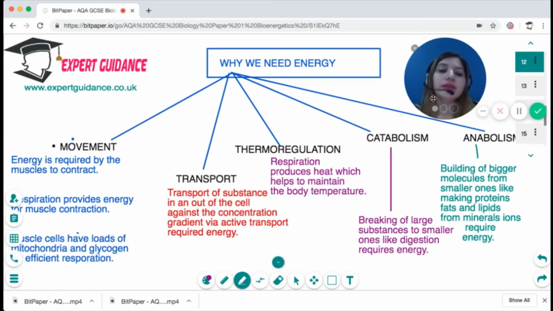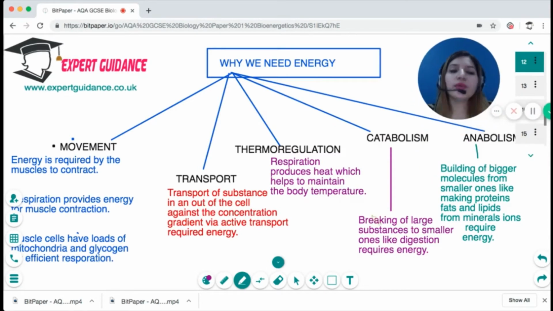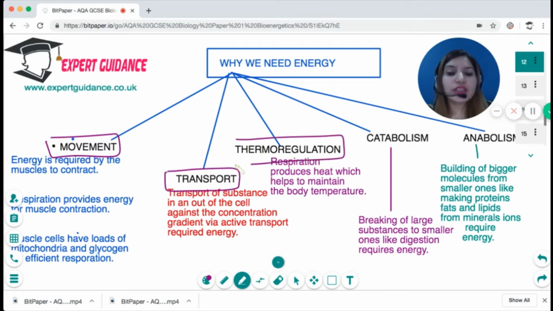Okay. Now, the question is, what is the importance of respiration? Why do we need energy? Now, we need energy for these reasons. We need energy for movement. We need energy for transport of substances. We need energy to maintain body temperature. We need energy to do catabolism. Catabolism is the breaking down reactions of the body. We need energy for anabolism. Anabolism is making bigger molecules in the body.